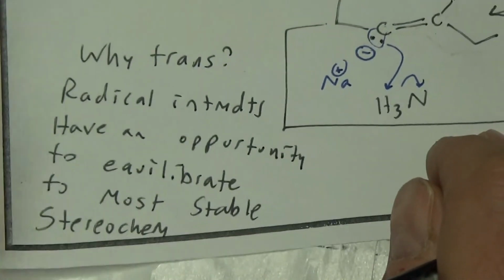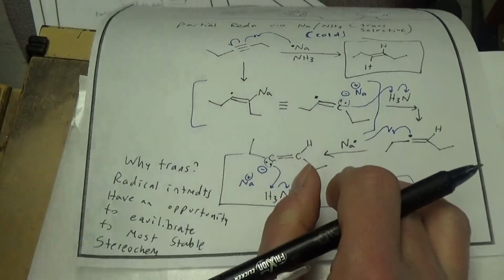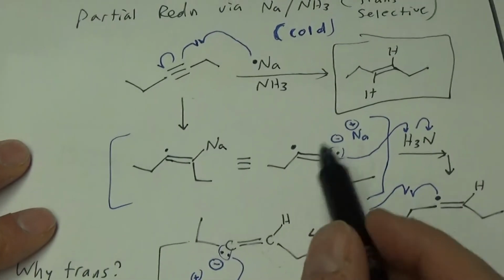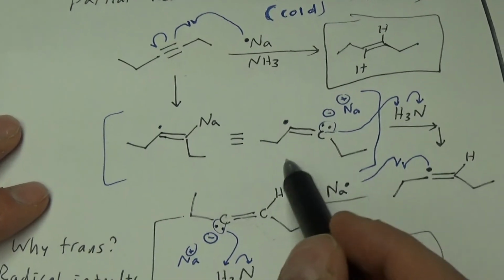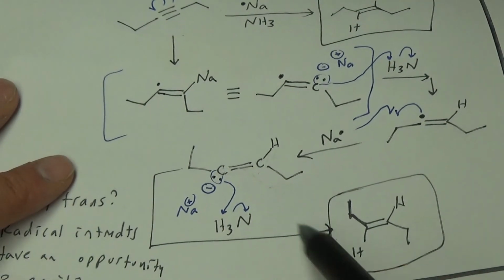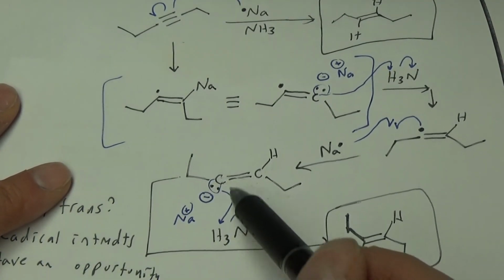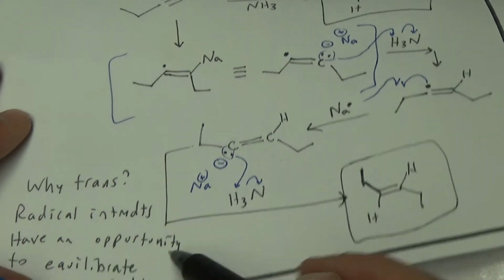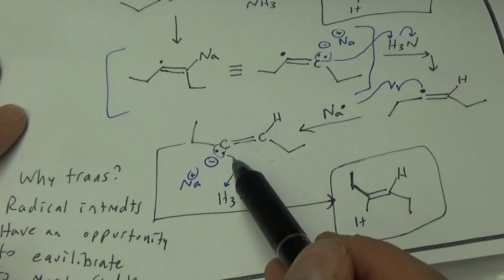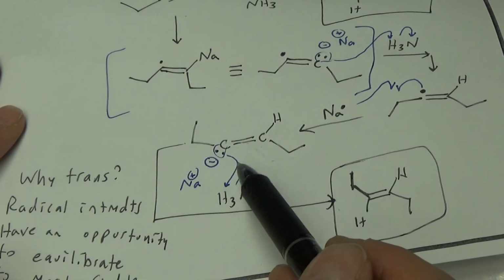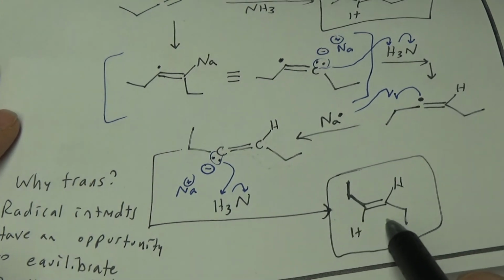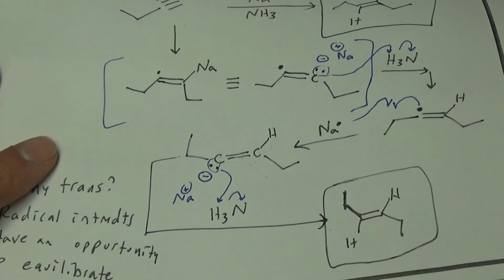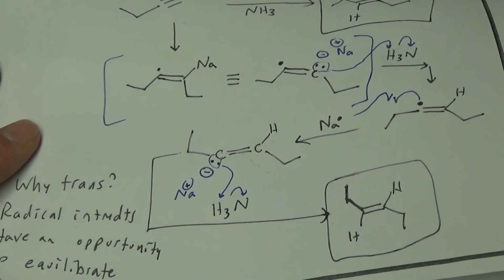All right, so what that basically means is that these intermediates are not locked in their configuration, and so in the end forming the most stable alkene is possible because we don't have a defined stereochemistry. And they equilibrate to form the most stable product. That's how we get the trans product. Okay, so basically done for today.